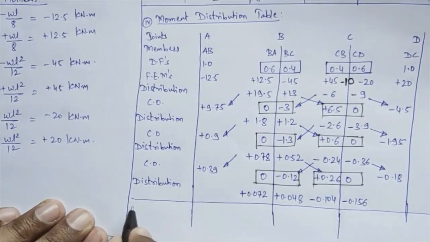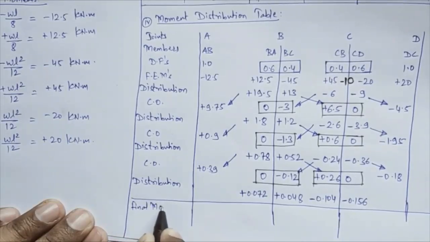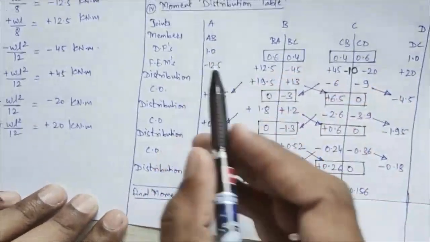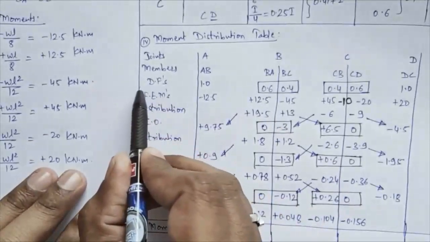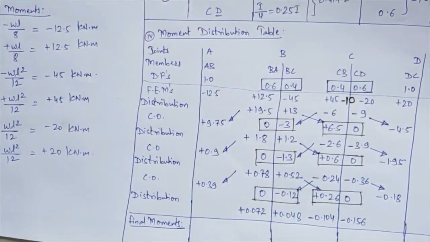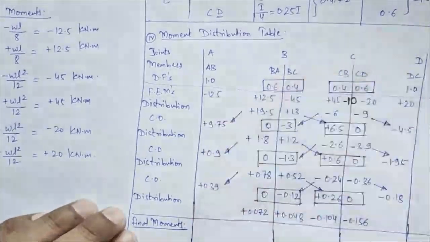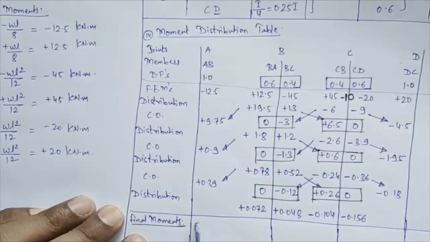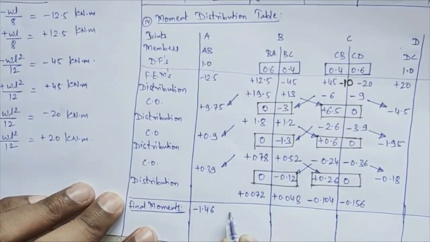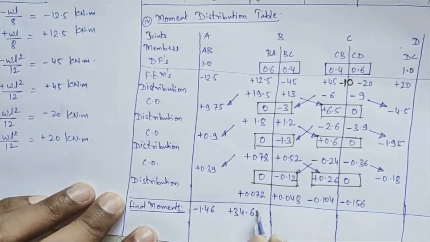Whatever final moments you get will be over here. So final moments we'll write over here. What you have to do now is the summation of all the moments from these fixed moments, because here we have not applied a balance moment. So the initial moments are only your fixed moments. Final answers I'll write over here. The summation of all these moments, if you check, you'll get minus 1.46. Same way, this I am getting as plus 34.65, and this as minus 34.65.